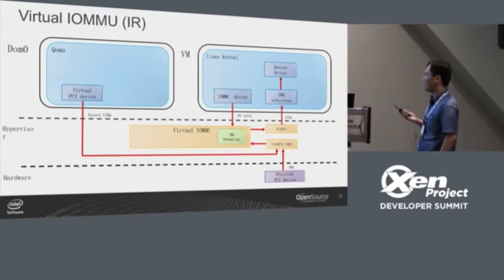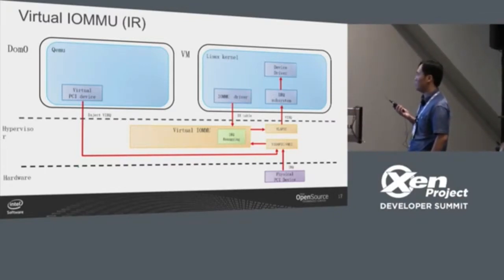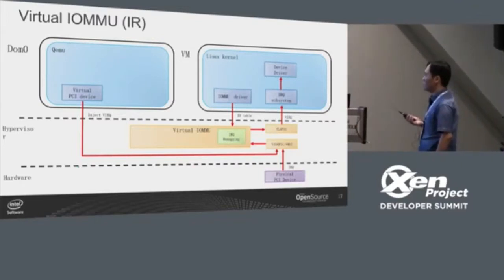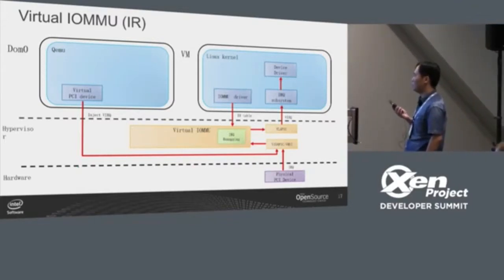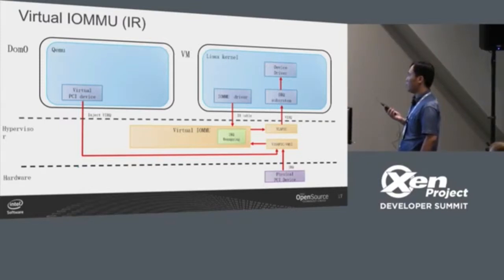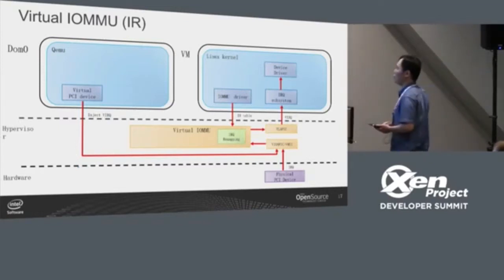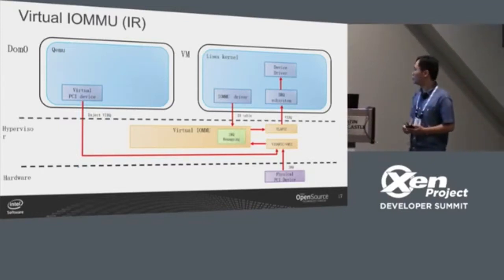In the traditional way, this model will find the target virtual local APIC and inject the virtual interrupt. But in the IRQ remapping mode, it needs to consult the virtual IOMMU to find the target virtual local APIC and then inject the virtual interrupt. This is all our design for the virtual IOMMU.